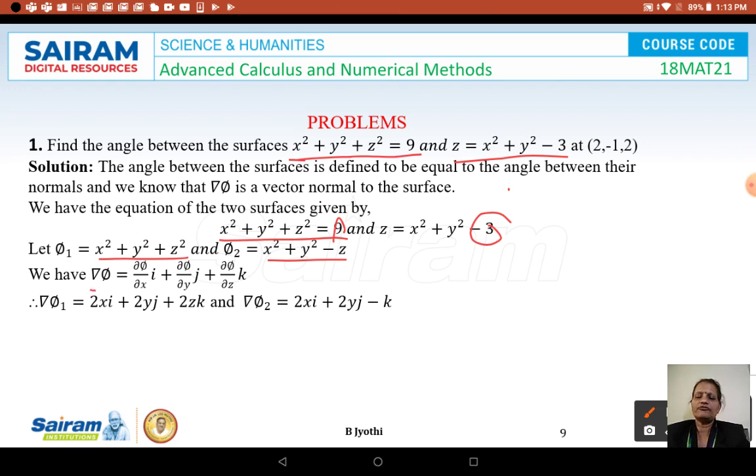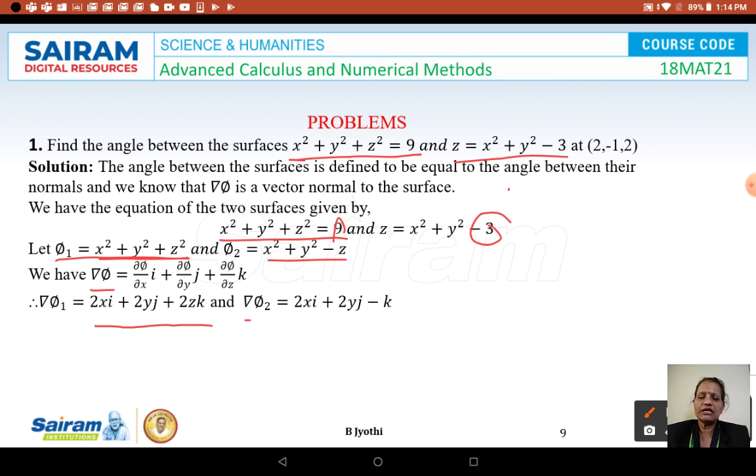Next, we have the formula of grad phi or del phi as del phi is equal to dou phi by dou x i plus dou phi by dou y j plus dou phi by dou z k. Therefore, del phi 1 for the first curve is 2x i plus 2y j plus 2z k. That means x square when we differentiate with respect to x we get 2x, y square with respect to y it is 2y, z square is 2z.